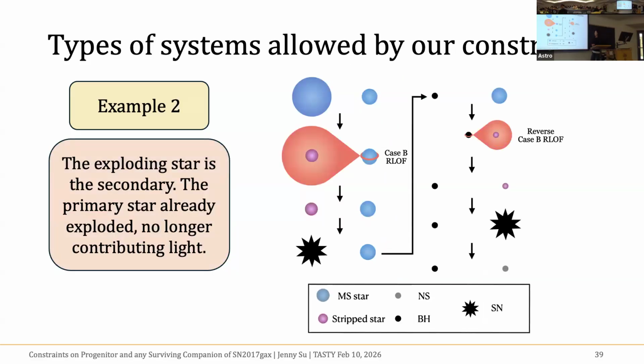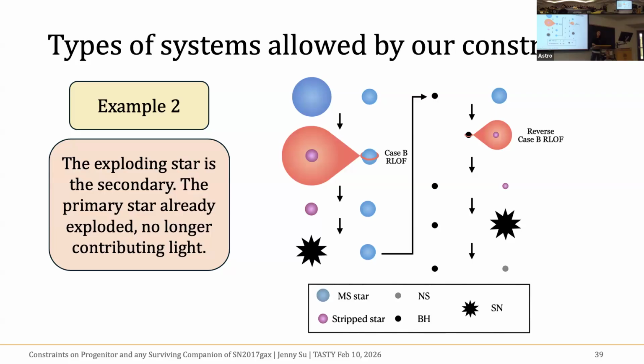Then the other type of system is when the exploding star is actually the secondary star, meaning that it is the second supernova that had exploded in that system. So this allows the primary star, the first star that had exploded, to be really massive. And it could be that massive because it is now a compact object, so it no longer contributes to any light in our HSC images.